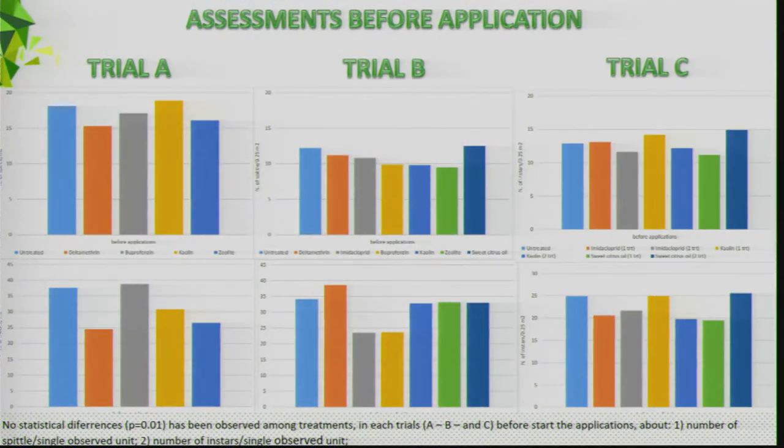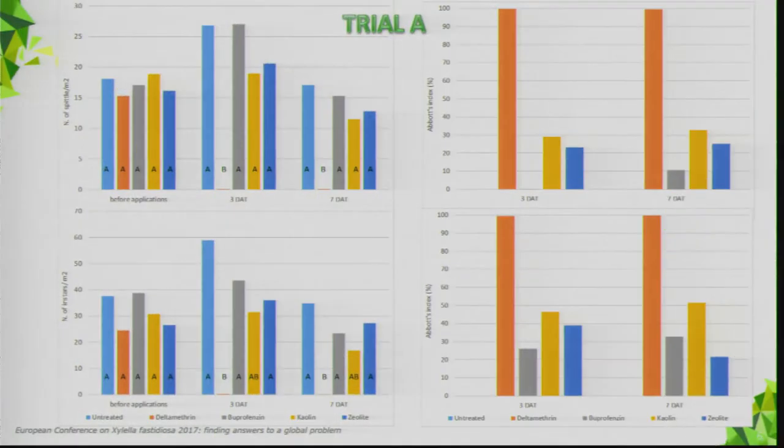Before starting the trial, we arranged the plots in order to avoid statistical differences among the considered theses regarding the number of splits for each unit and the number of instars for the unit. As reported in this slide, no differences are present for each treatment in each trial that we carried out. For trial A, the best result is evident for deltamethrin, which completely eliminated the presence of juveniles in the plots where we tested the product, while the other treatments that we applied were more or less effective.